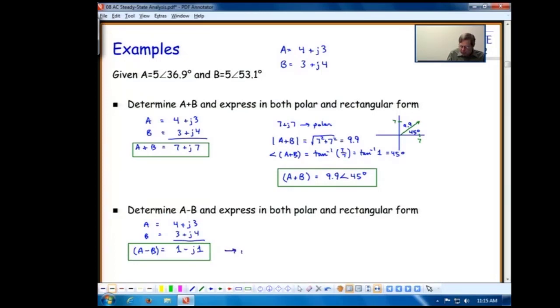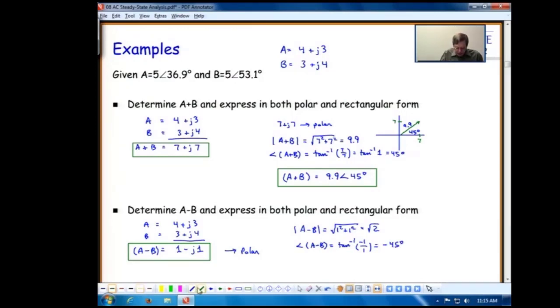Convert that to polar, and we get the magnitude of A minus B, which is the magnitude of 1 minus j1, which is the square root of 1 squared plus 1 squared, or root 2. And the angle of A minus B is inverse tangent of imaginary over real, minus 1 over 1, which is minus 45 degrees.